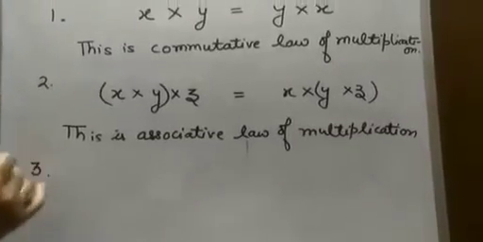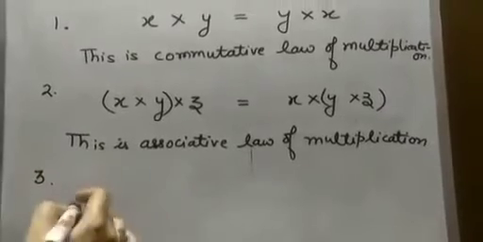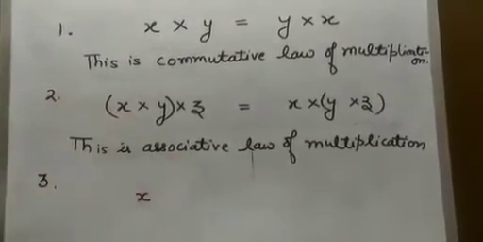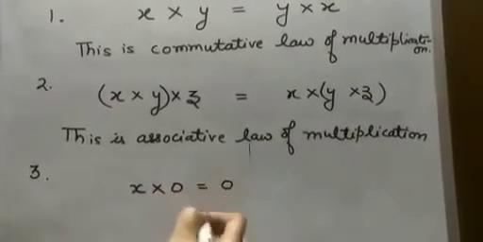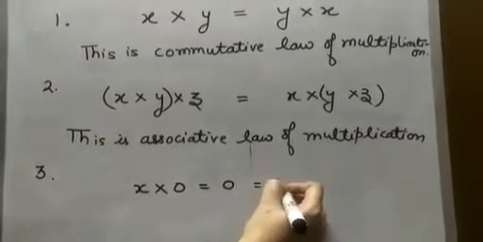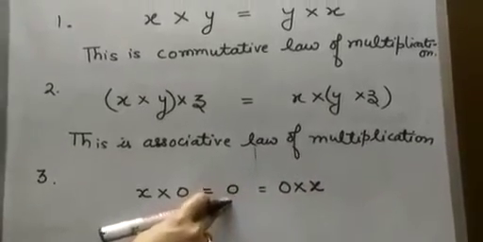Third property: the product of a rational number and 0 is 0. That is, if x is any rational number and I am going to multiply it with 0, the result is 0. Same, if I am going to multiply 0 with that rational number, the result will again be 0.